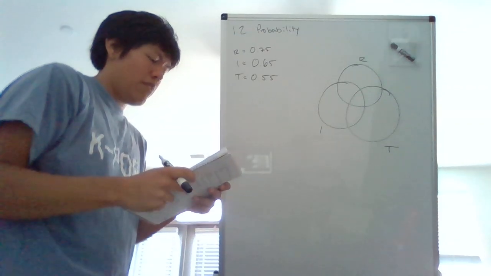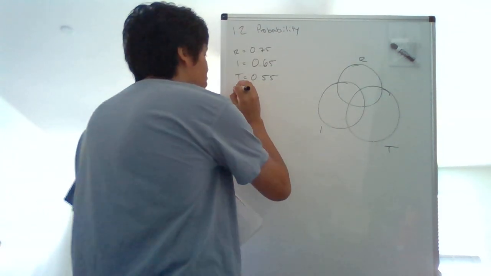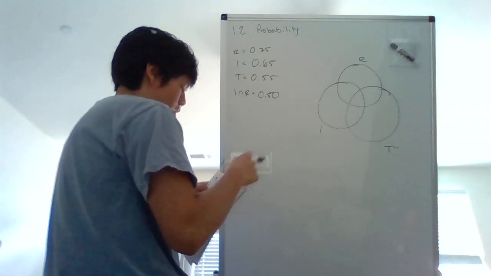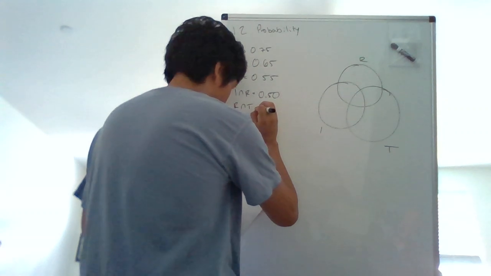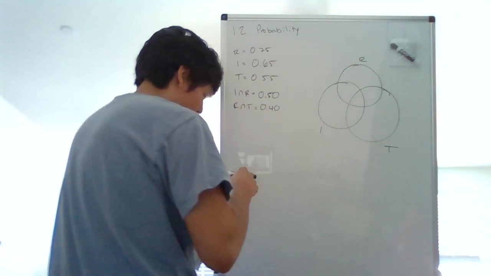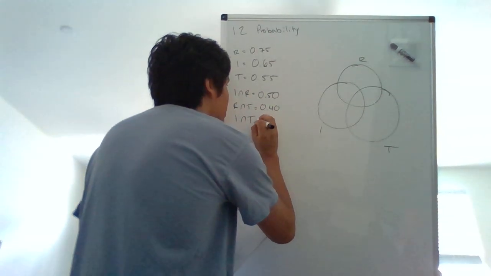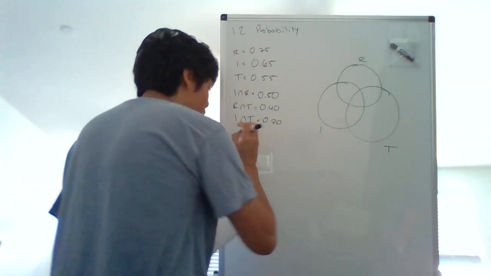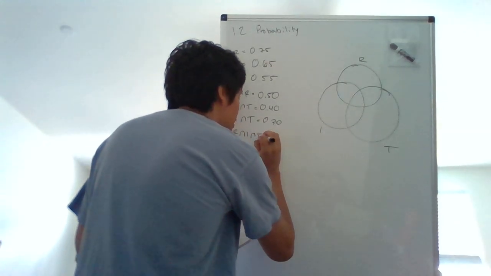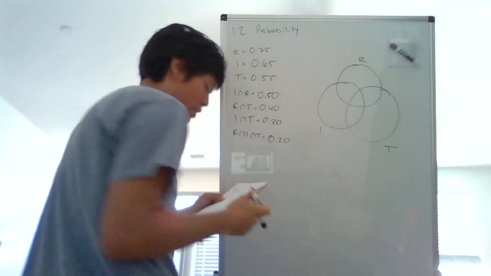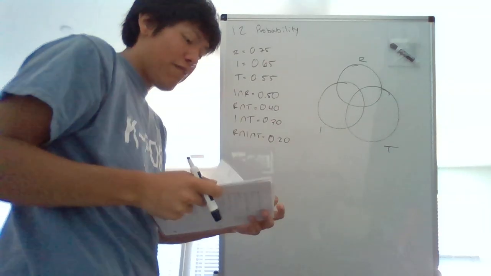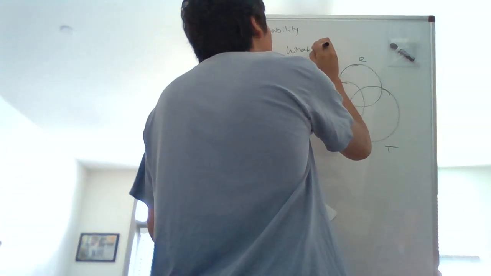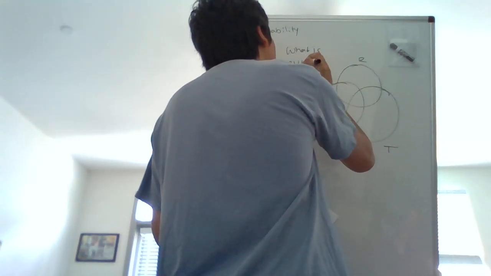Now, the percentage of households that have irons and radios, or I intersect R, is 0.50. The households that have radios and toasters is 0.40. The households that have irons and toasters is 0.30. And finally, the households that have all 3, R intersect I intersect T, is equal to 0.20. Now this is asking us, and thankfully this question only has one section, what is R union I union T?